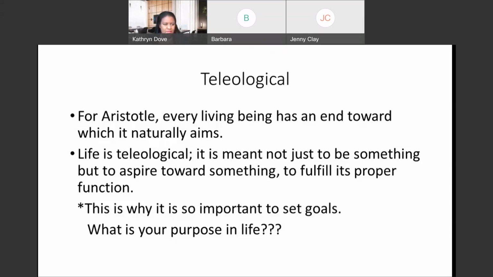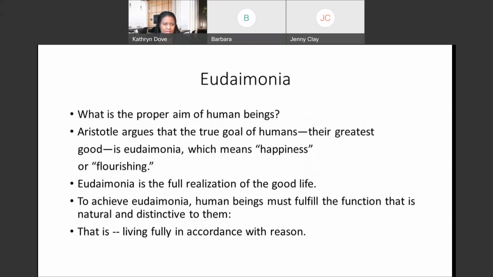Okay, great. I think we all have a pretty good understanding of virtue ethics. Let's get a little more into it. Eudaimonia is the Greek word for happiness and flourishing. Aristotle believed that the true goal of human beings was actually to achieve eudaimonia, which is this ideal sense of happiness and flourishing and the realization of the good life. To achieve eudaimonia, human beings must fulfill that function which is natural and distinctive to them. And for Aristotle, it's to live fully in accordance with reason.